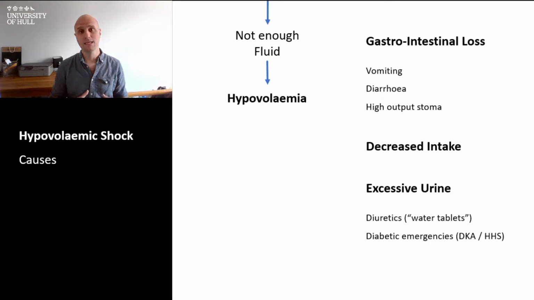And lastly, we can think of those patients that may have excess loss through urine. So they may be taking diuretics, so water tablets, things like furosemide and bendroflumethiazide, and they may be losing a disproportionate amount of fluid in their urine. Similarly, people with diabetic emergencies can also lose a lot of urine, which can cause them to become incredibly hypovolemic.